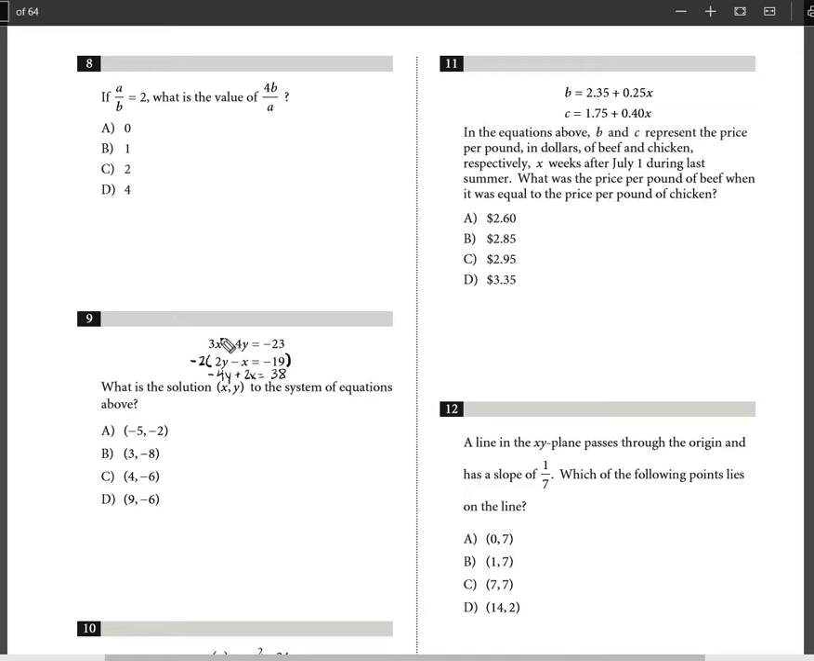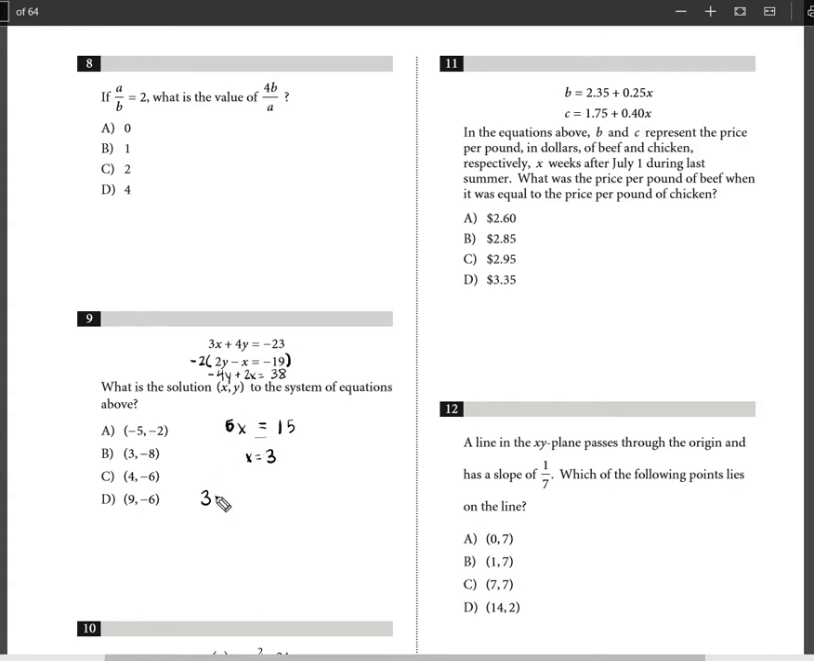So let's combine those together. 4y plus negative 4y, that's 0. 3x plus 2x, that's 5x. And negative 23 plus 38, that is 15. 5x is equal to 15. Divide both sides by 5, and we get x is equal to 3.